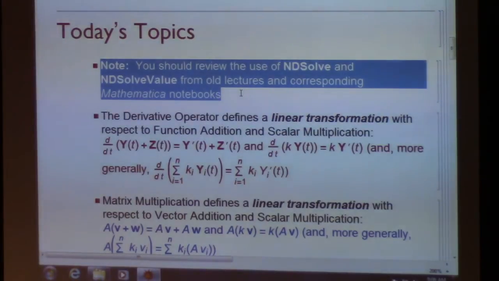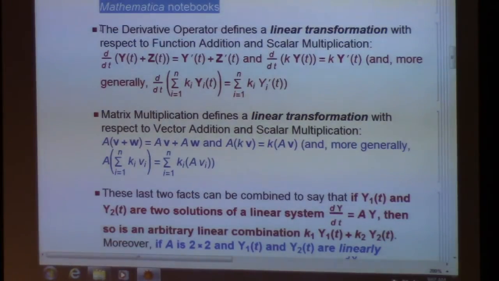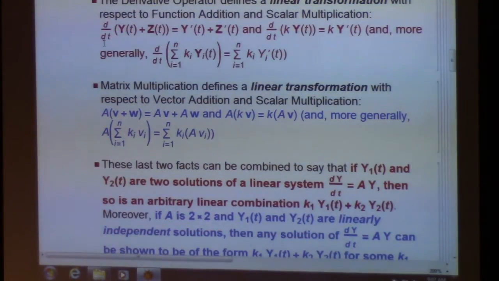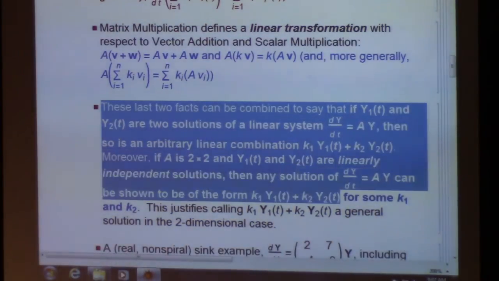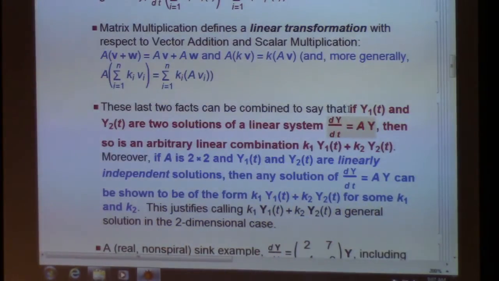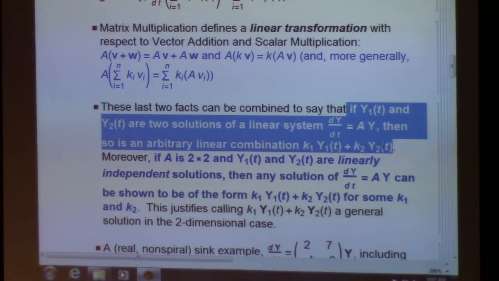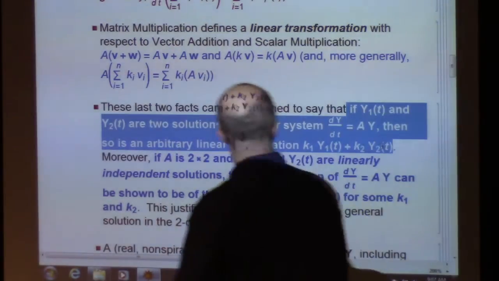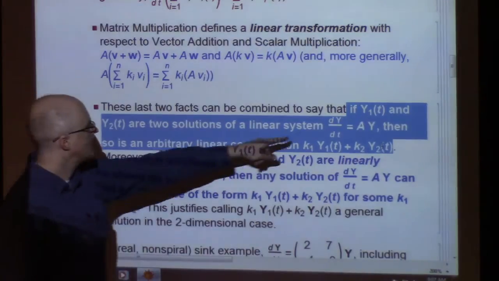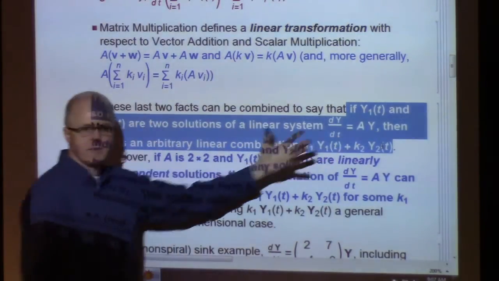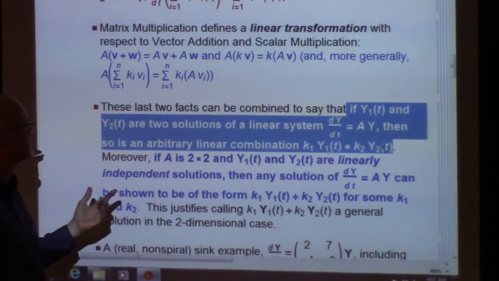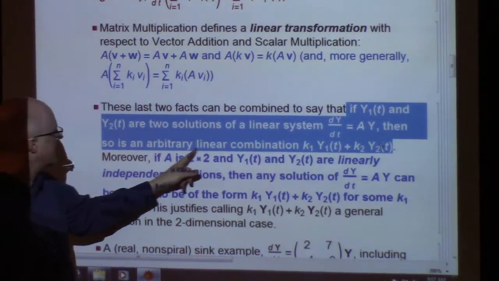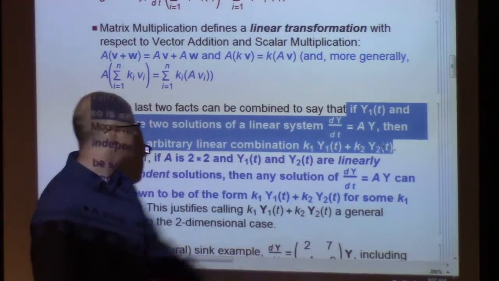All right, what are we going to do today? We're going to talk about some abstract properties. Ultimately, we're trying to get to this one down here. These two facts that you see here. First, one of them says that if y1 and y2 are two solutions of a linear system, dy/dt equals A times y. We're thinking of two-dimensional systems, but actually this is true even in higher dimensional systems. Then an arbitrary linear combination of them is also a solution.